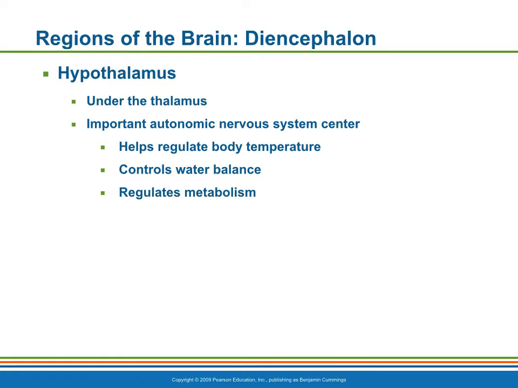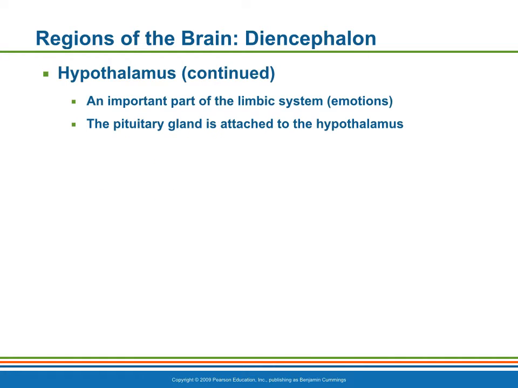The hypothalamus makes up the floor of the diencephalon. It is an important autonomic nervous system center because it plays a role in the regulation of body temperature, water balance, and metabolism. The hypothalamus is also the center for many drives and emotions. For example, thirst, appetite, pain, and pleasure centers are located here. Additionally, the hypothalamus regulates the pituitary gland and produces 2 hormones of its own.